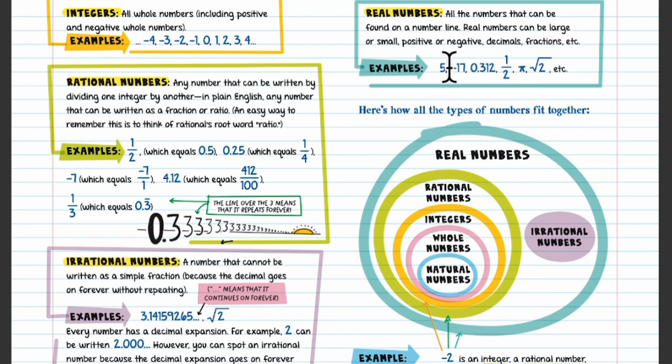Real numbers: all the numbers that can be found on a number line. Real numbers can be large or small, positive or negative, decimals, fractions, etc. Here's how all the types of numbers fit together: real numbers, irrational numbers, rational numbers, integers, whole numbers, and natural numbers.